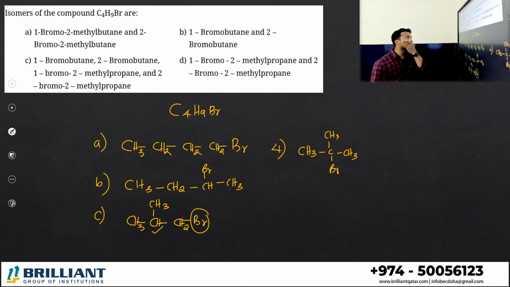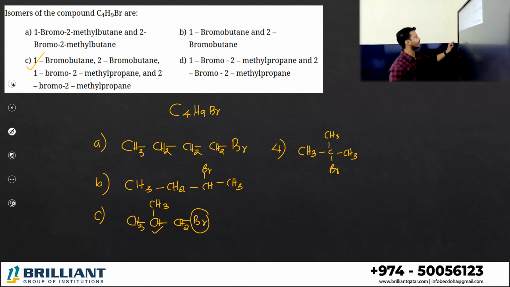Alright, so let's go to the options. What is the first compound? 1 bromobutane. What is the second compound? 2 bromobutane. What is the other compound? 1 bromo, 2-methyl propane. What is the fourth one? 2 bromo, 2-methyl propane. So all the 4 compounds, right? Total 4 compounds are there. That is only given in option C: 1 bromo, 2 bromo, 1 bromo 2-methyl, 2 bromo 2-methyl. Yeah, all the answers are coming under option C.